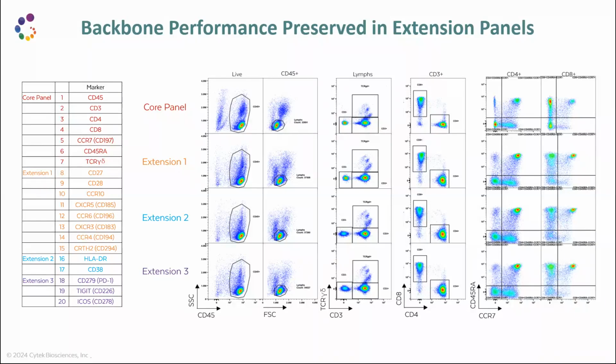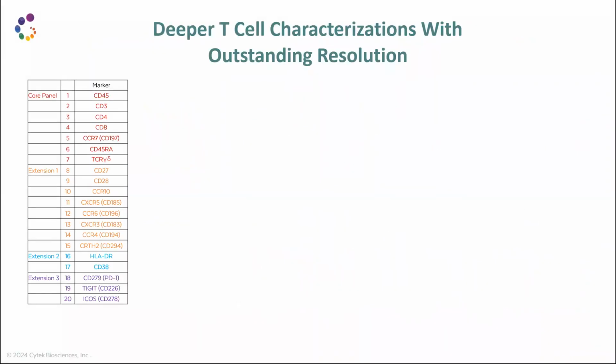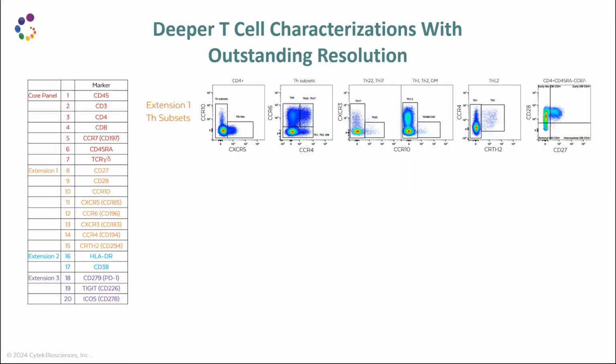Now let's see what happened with the new markers that we added, how well resolved they are in this particular panel and context, and how important it is to have the spectral mode in this case. The first extension was for TH subsets. So a lot of chemokine receptors in here. CCR10, CCR6, CXCR5, CXCR3.